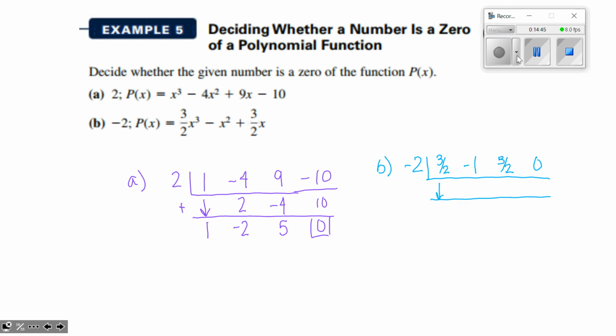So the 3 halves is going to come down, and I'm going to say 3 halves times a negative 2 gives me a negative 3. The negative 2 cancels that denominator of 2, so I have just negative 3. I'm going to add this, I get negative 4. Negative 4 times a negative 2 is a positive 8. I'm going to write 8 as 16 halves. That is still 8, but I did that so I can add these. And I'm going to get 19 halves.